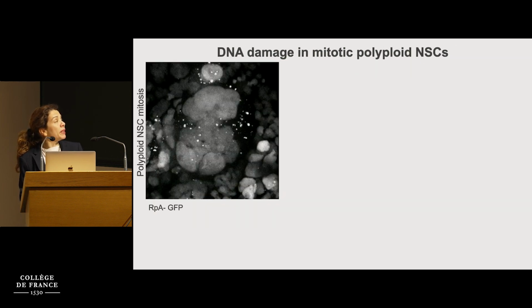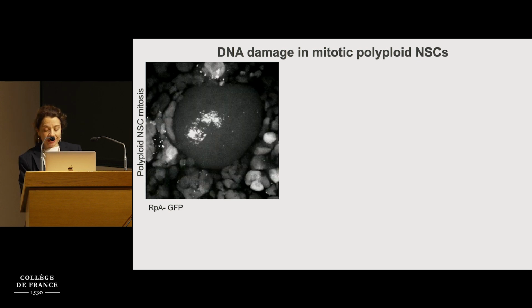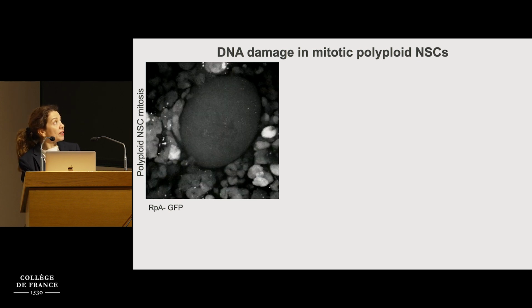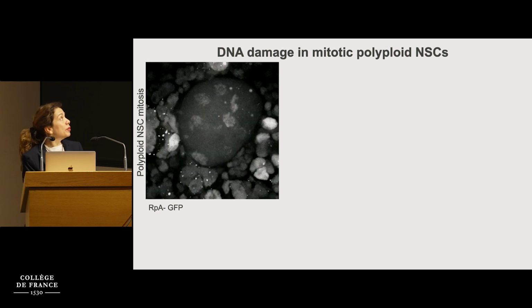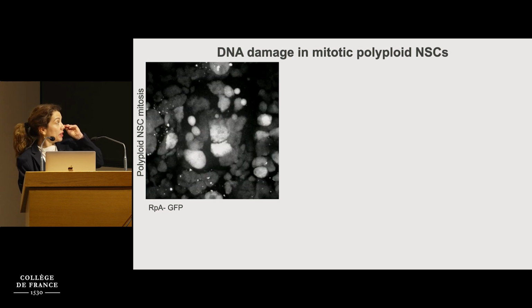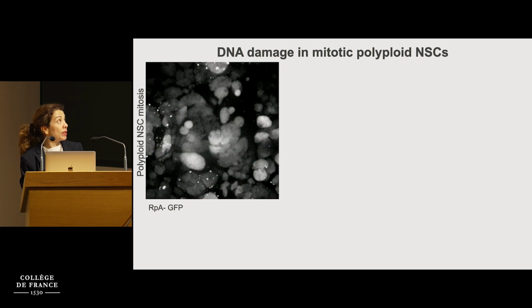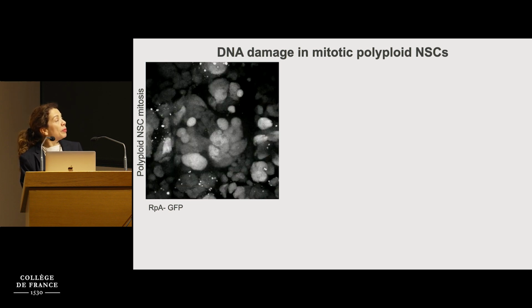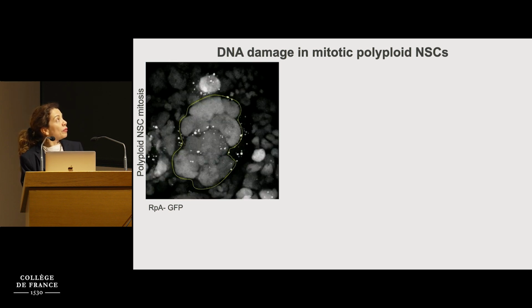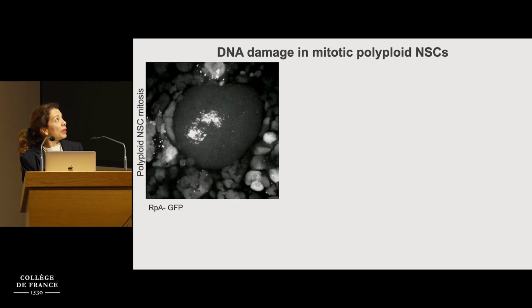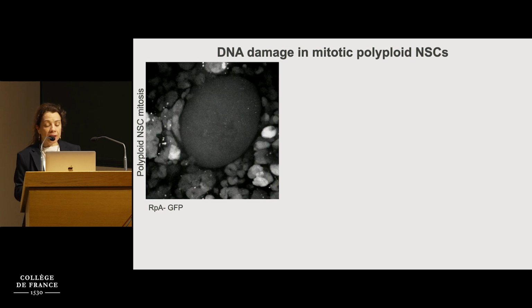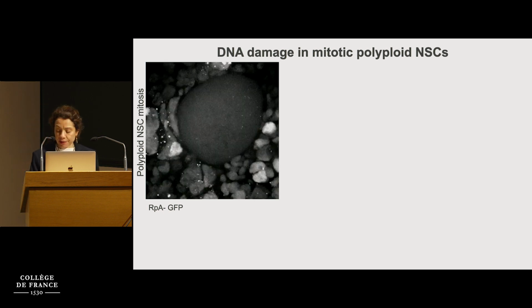She started filming these cells. This is a very large neuroblast that has failed cytokinesis many, many times. When the movie starts, if we look at the localization of RPA, which labels single-strand DNA, we will see that a few nuclei very rapidly and transiently accumulate foci of RPA that then disappear.